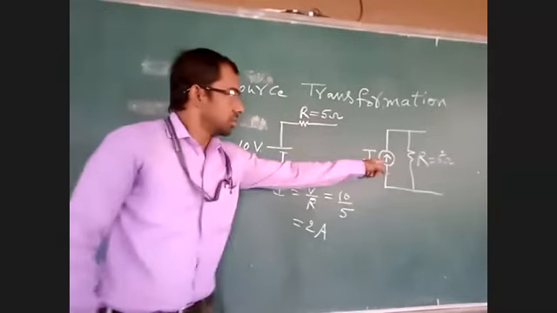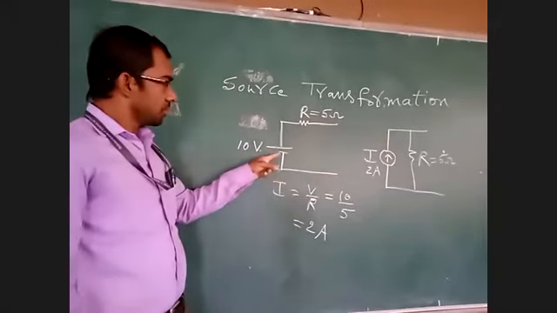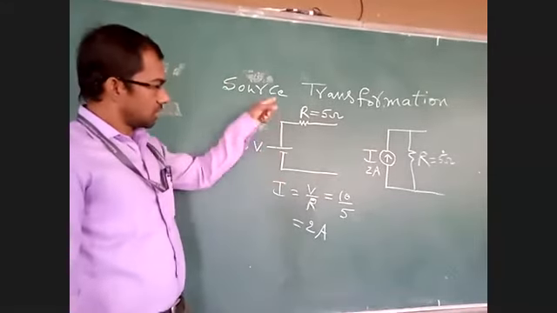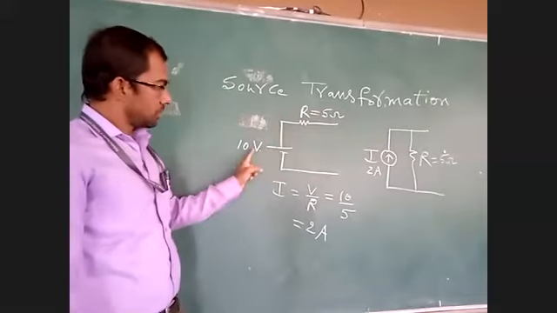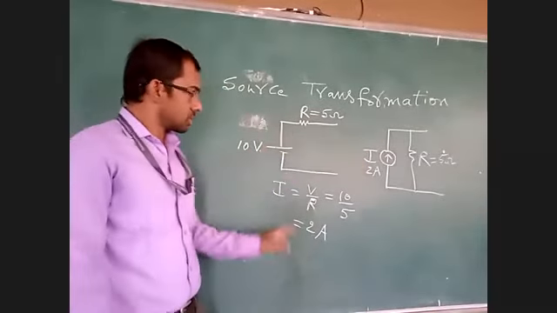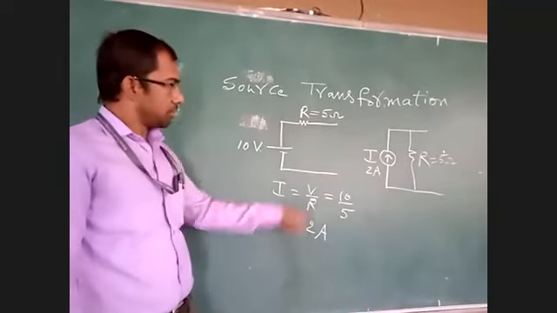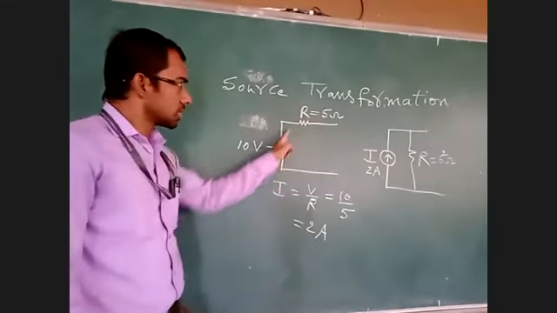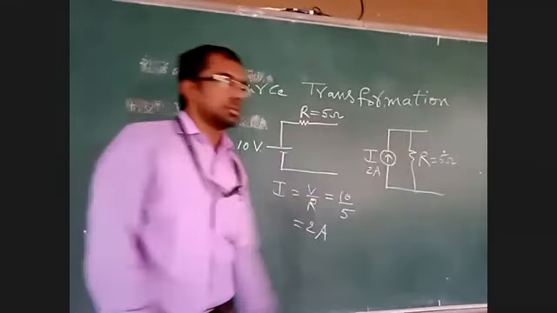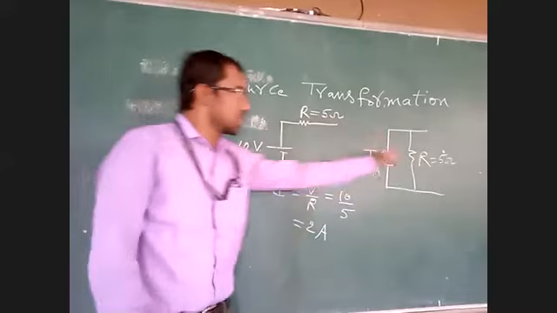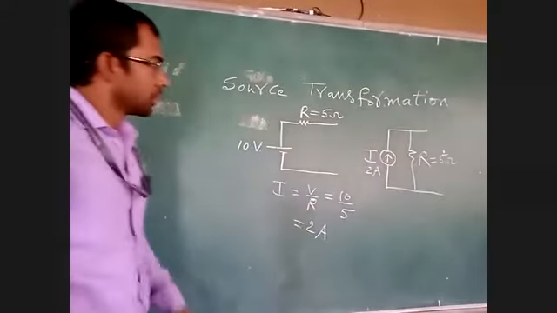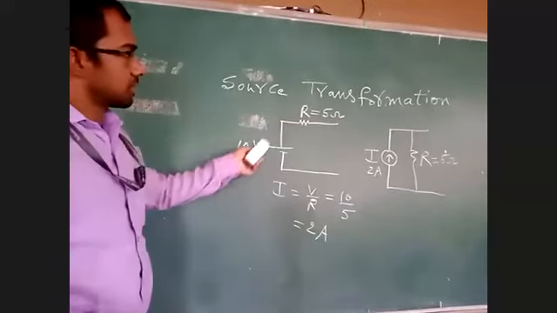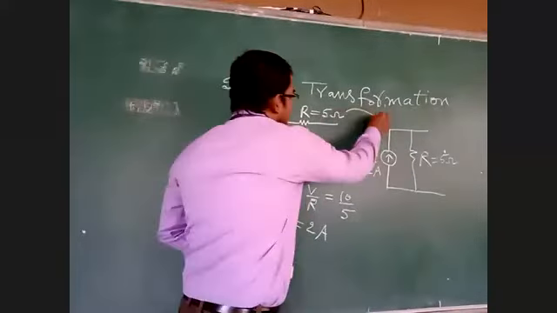See the arrow in the upward direction. Why? Because from negative to positive, current will flow in the upward direction. This 10 volts I am converting into current source, I is equal to 2 ampere, and the resistance which is in series with the voltage source should be in parallel with the current source. The same resistance value will not change. So this is the conversion from voltage to current source.